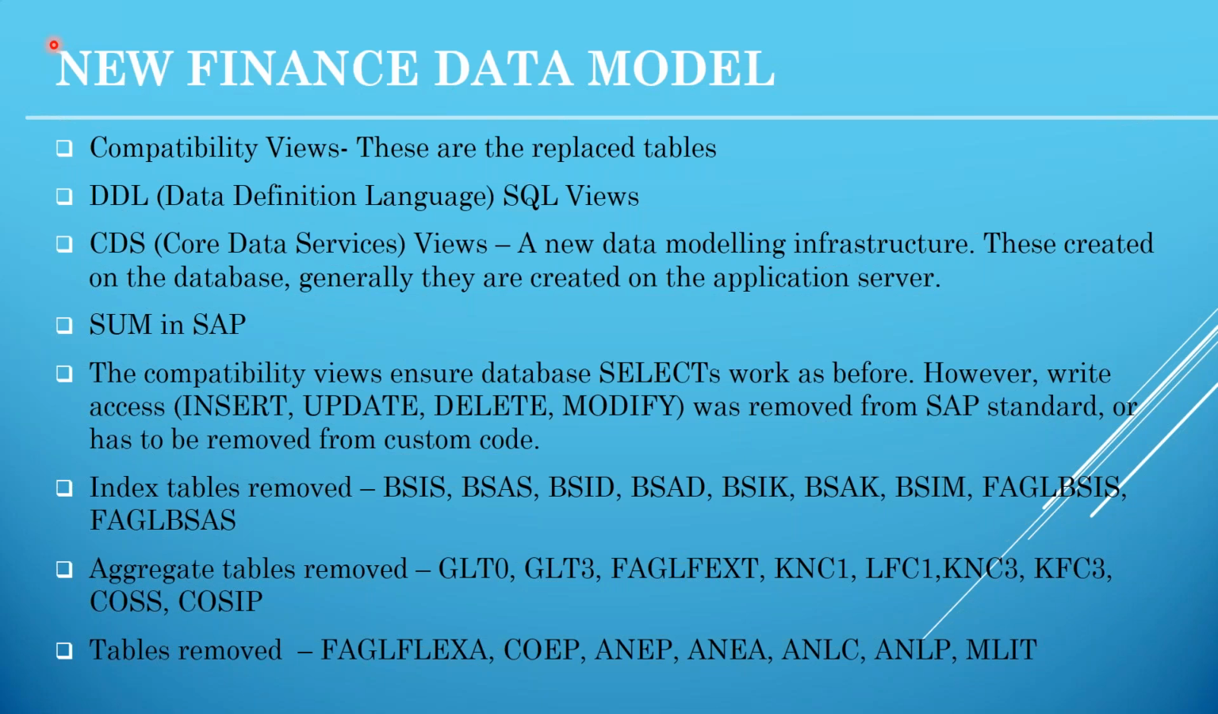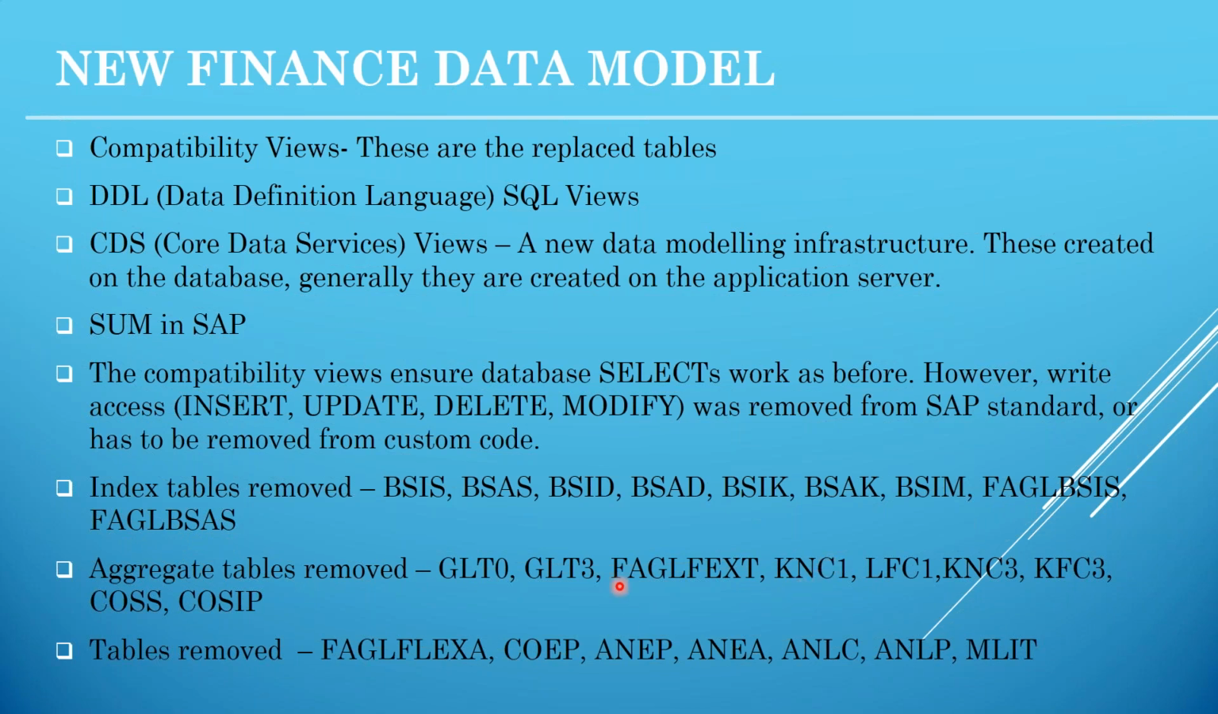And apart from this, there used to be BSIS for the general ledger open items and BSAS for the cleared items; these are the index tables. Similarly for customers, they used to have BSID and BSAD. These are the index tables to store the open items and the cleared items. BSAK for the vendors, and then FAGL-based tables such as FAGLFLEXT and FAGLFLEXA.